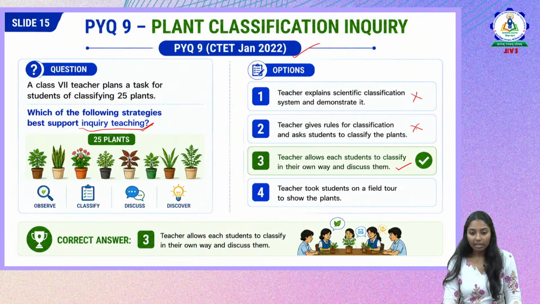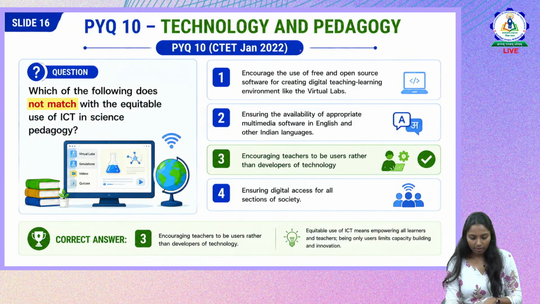Teacher took students on a field tour to show the plants. That is a field trip but not an inquiry kind of lesson, inquiry kind of method. So option 3 is the right option. So then we have one more question.